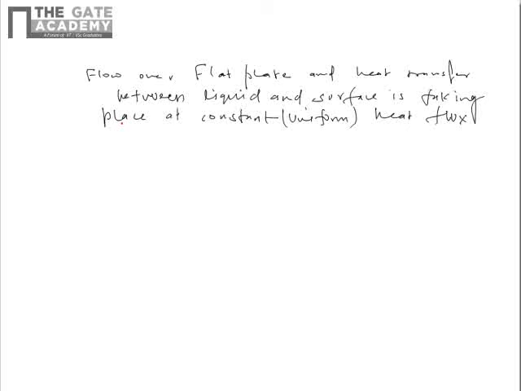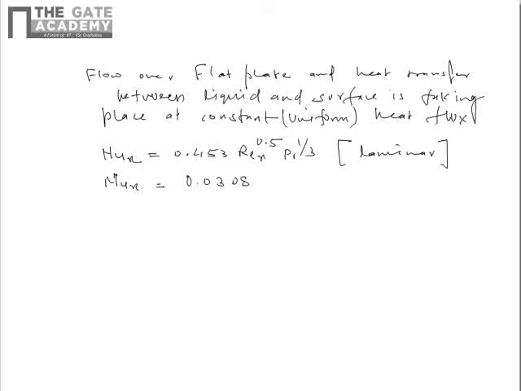Okay, so it means in this situation the Nusselt number Nu_x, or local Nusselt number Nu_x, is given as 0.453 into Reynolds number to the power 0.5 Prandtl to the power 1 by 3 when the flow is laminar. And local Nusselt number Nu_x is given as 0.0308 Reynolds number to the power 0.8 Prandtl to the power 1 by 3 if flow is turbulent.